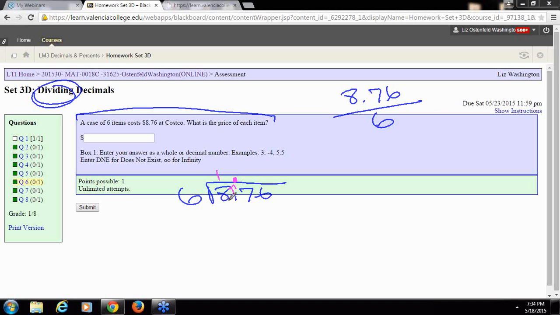6 goes into 8 once, gives me a remainder of 2. I'm going to bring down the 7. How many times does 6 go into 27? 4. Very good. I'm going to get a remainder of 3, and then I'm going to bring down the 6. 6 goes into 36 6 times. So that means each item costs $1.46. Questions?